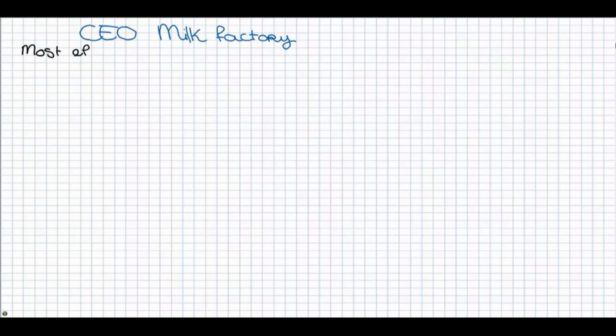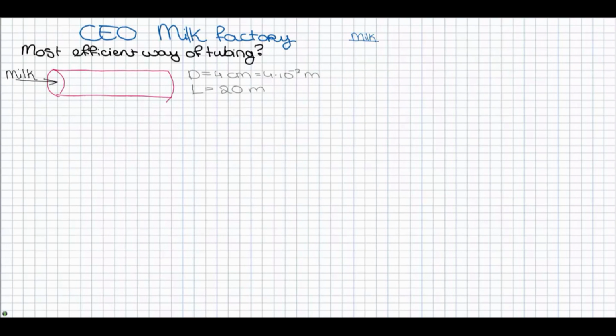She was wondering which way of tubing is most efficient for the transport of fresh milk, a cylindrical or a rectangular pipeline. The first question asks you to calculate the velocity in a cylindrical pipeline with a length of 20 meters and a diameter of 4 centimeters. I've already made a sketch and wrote down all the data given.